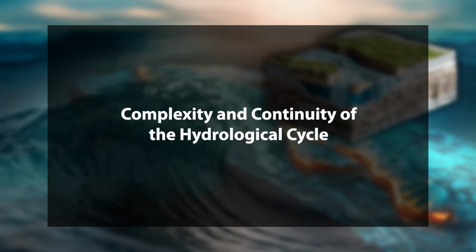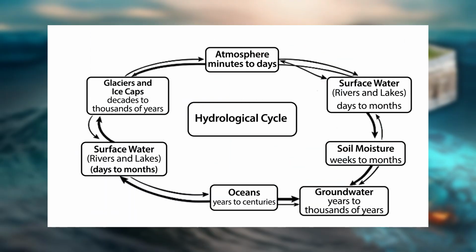Complexity and continuity of the hydrological cycle. The hydrological cycle is far more complex than a simple circular movement of water. It consists of numerous pathways with varying speeds and durations. The cycle is continuous and unending. It never stops or restarts. Instead, water is constantly recycled through different reservoirs and processes.